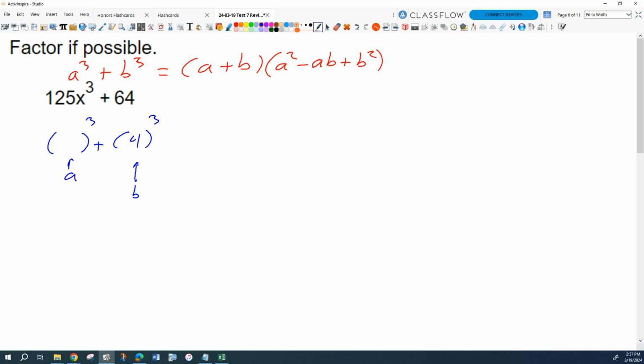What about here? 5. I've got to get 125 x cubed, so I have to cube a 5, and I also have to cube an x. There you go. So A would be 5x, the quantity 5x in parentheses, because it's the whole thing. B is 4. So this gives us A, which is 5x, plus B, which is 4. Now, what about this one? A squared, well, that's going to be the whole 5x squared, because A is the quantity 5x. It's the whole thing. If I square out 5x, what do I get?